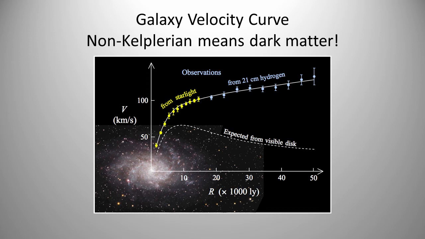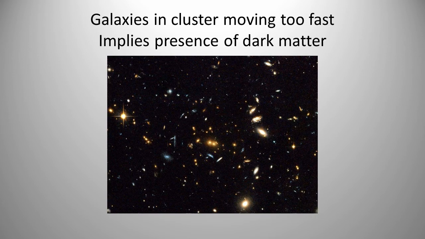Even farther out, where it's hard to find stars, the motion of the hydrogen gas, observations in blue, can be measured from the spin flip I talked about. The actual observed velocity curve doesn't drop down with distance. For this to be the case, there must be more mass farther out than we can see. This implies that there is some kind of matter out there that doesn't shine. Dark matter. We can even go out to a larger scale by looking at clusters of galaxies.